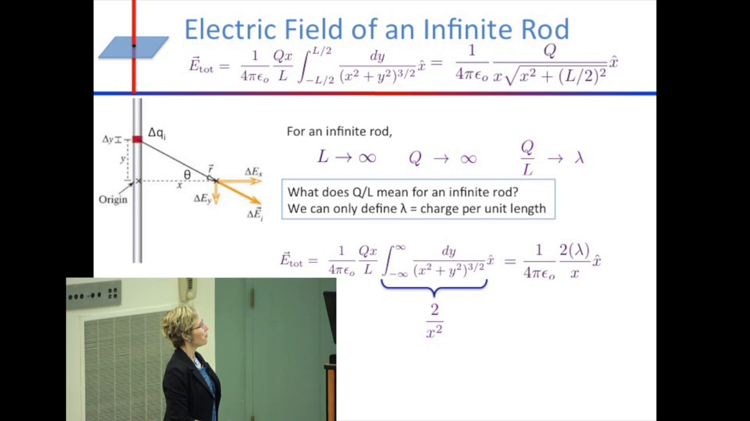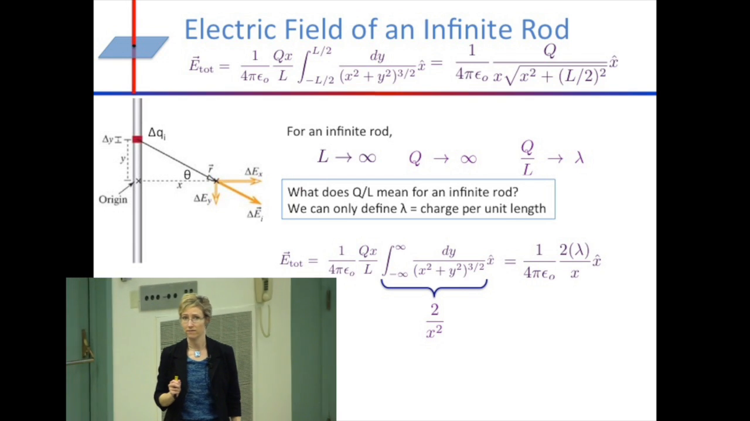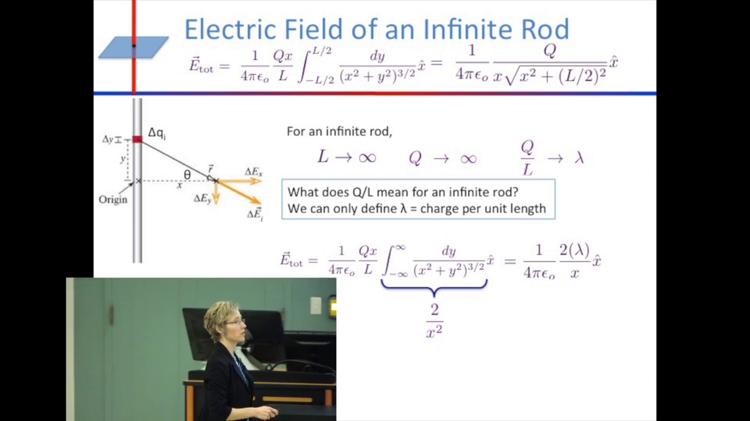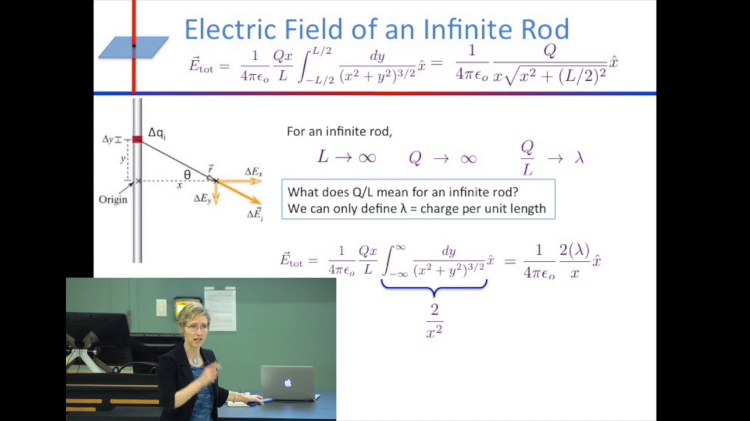But Q over L, here's the key. I'm going to keep the ratio Q over L constant. So Q over L is just going to be some number. I'll call it lambda. It stands for charge per unit length, or charge density along the rod.